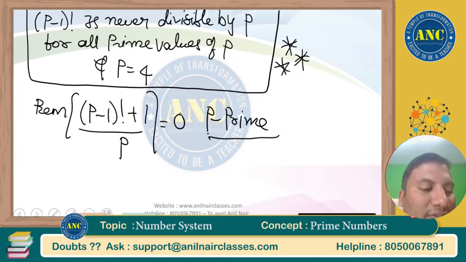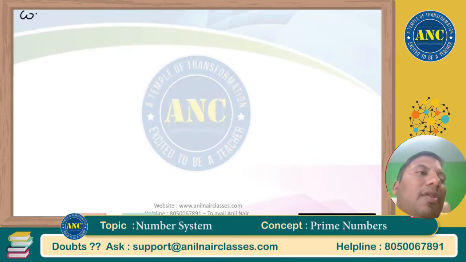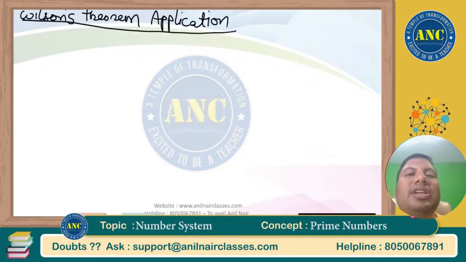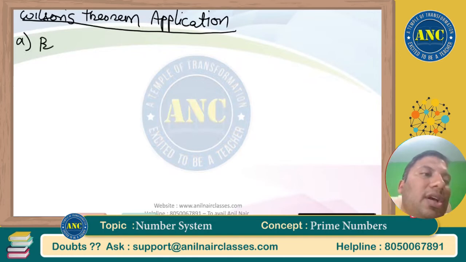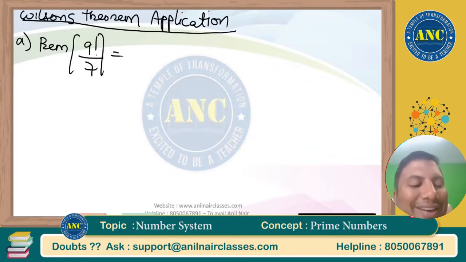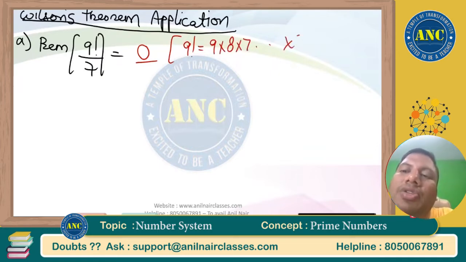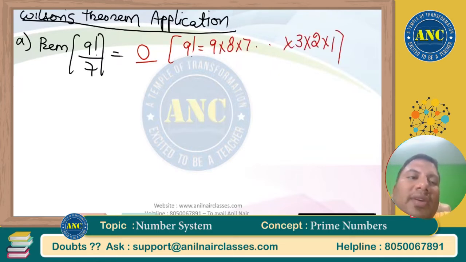Now, application of Wilson's theorem. Let us see. A 10 minutes concept on application that completes the basic level understanding of prime numbers. First question: remainder when 9 factorial is divided by 7. 9 factorial contains 7, so the answer is 0. Why? Because 9 factorial is 9 into 8 into 7 and so on up to 3 into 2 into 1.